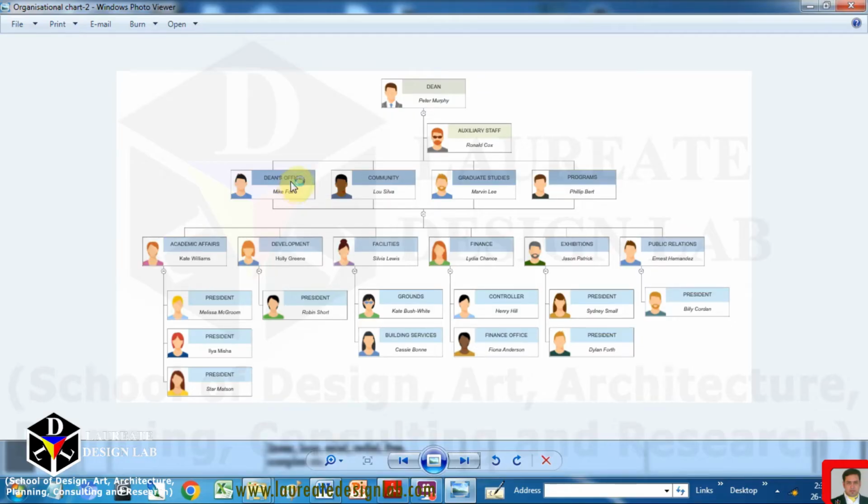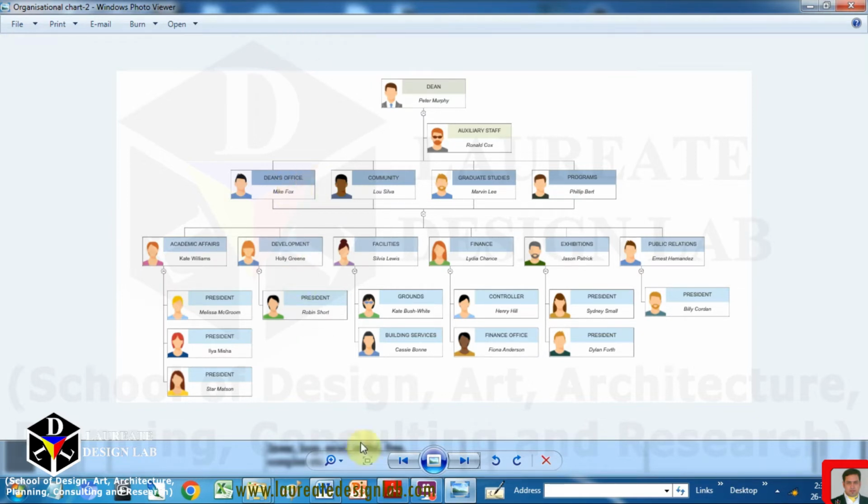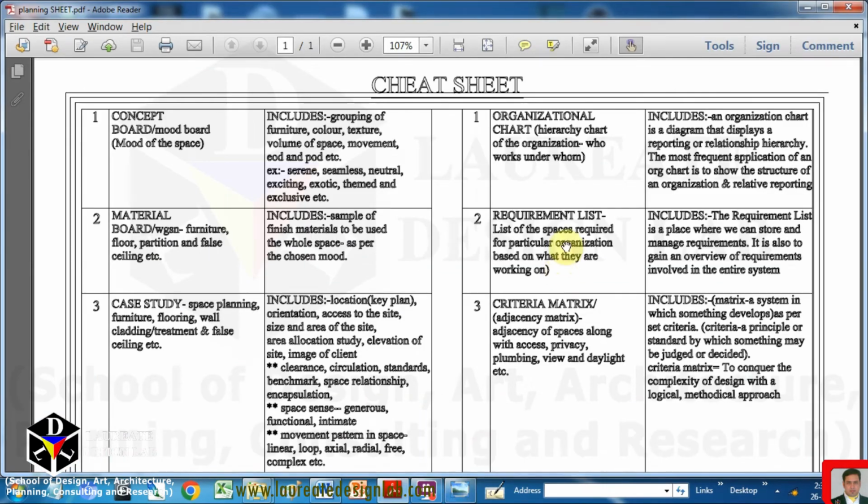So this key is giving you the idea of listing the spaces. Now you can call this the requirement list of the spaces: the list of spaces required for a particular organization based on what they are working on. The requirement list is a place where we can store and manage the requirements. It is also to gain an overview of the requirements involved in the entire system. Let's understand it now.